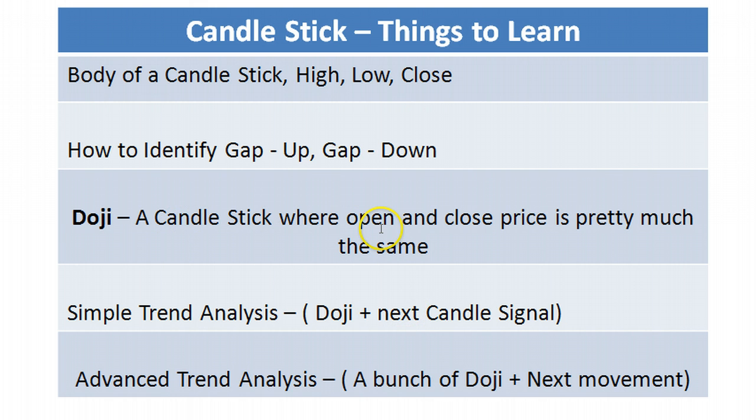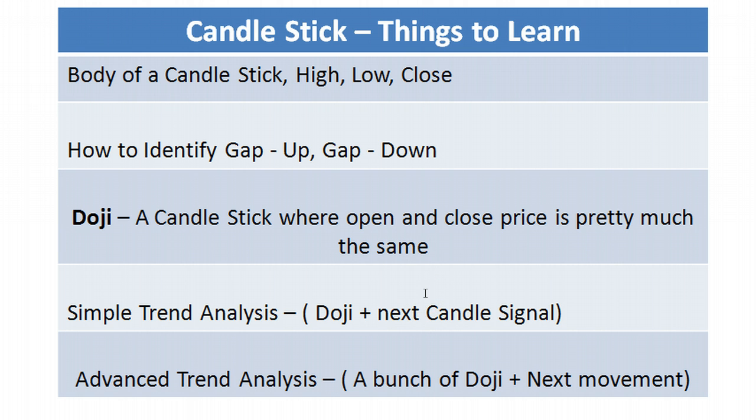So a doji is a candlestick wherein the open price and the close price are the same, or pretty much the same, or very close, and wherein the stick of the candle is pretty large but the open and close price, or the body, is very small. So that is a doji. And you have to combine the doji and the next two or three candles, or even one candle, to see which direction it takes and follow that particular trend.